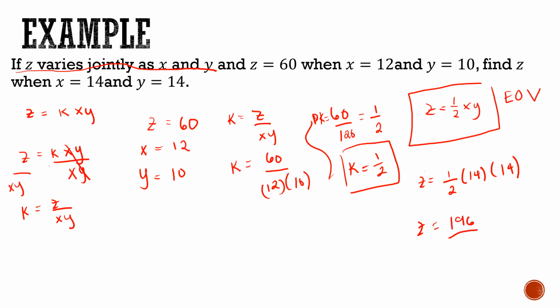And then, divide it by the denominator, which is 2. Divide 196 by 2 will give us a quotient of 98. Therefore, when x is 14 and y is 14, z is equal to 98.